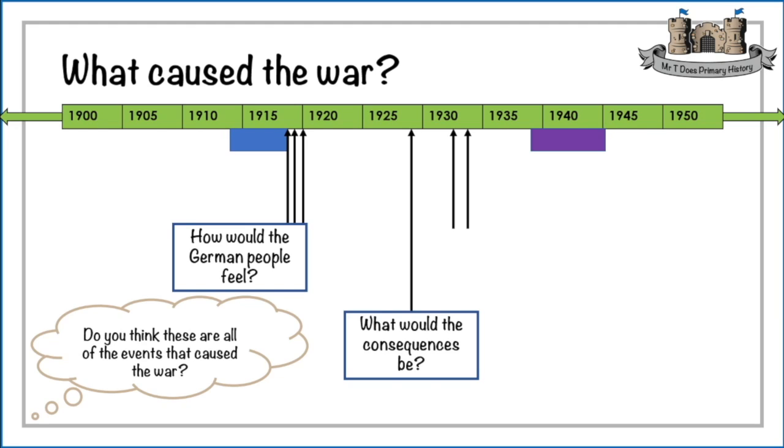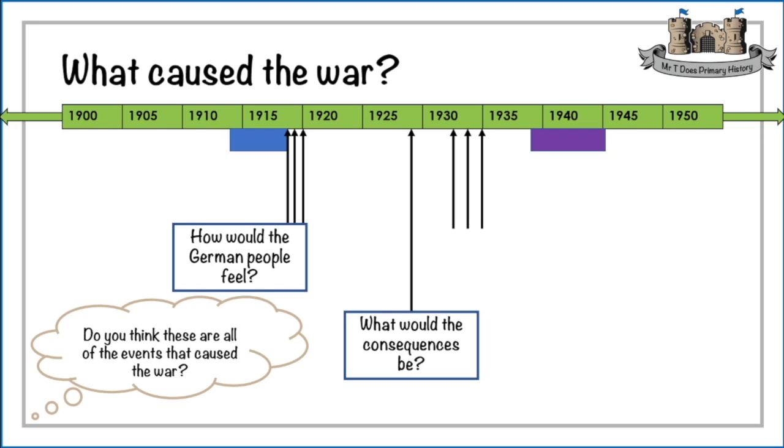Next stop, August 2nd, 1934. The German president sadly dies, and Adolf Hitler makes himself Führer of Germany. He becomes the head of state, as well as the Chancellor. That means he has undisputed power. So he's become more powerful.